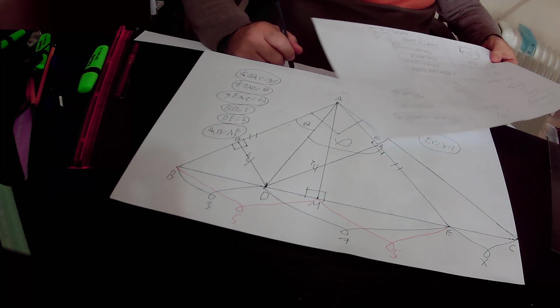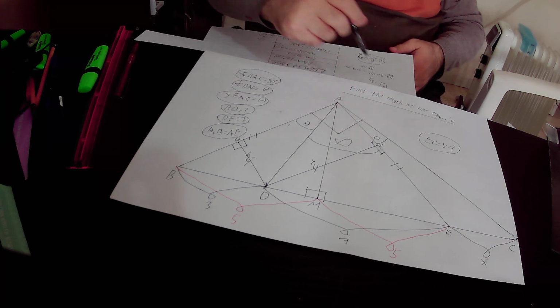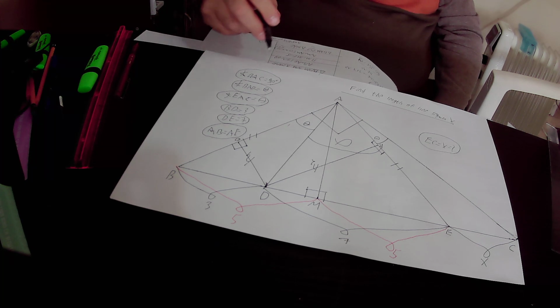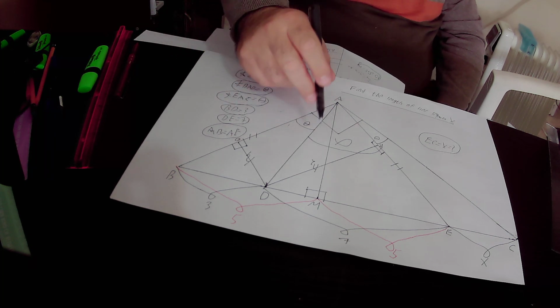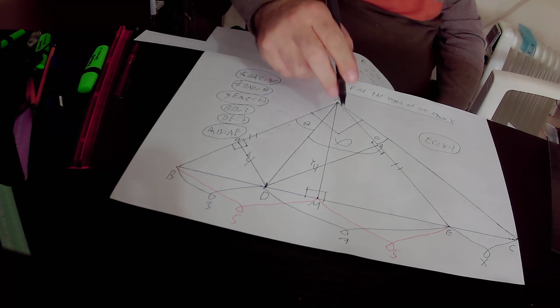So what is the value of angle BAE? The value of angle BAE from one side is equal to angle BAM plus angle MAE.